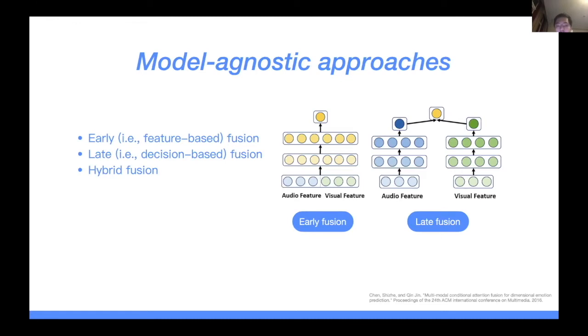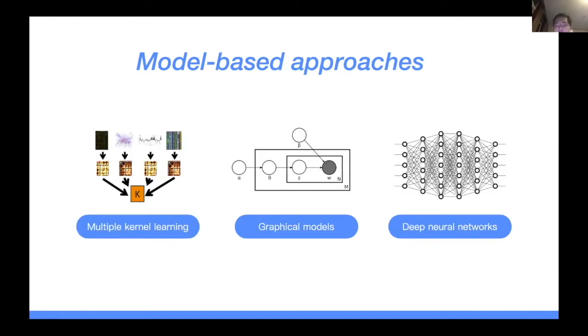And now let's move on to model-based methods. Three categories of approaches are designed to perform multimodal fusion. First, multiple kernel learning methods are an extension to kernel support vector machines that allows for the use of different kernels for different modalities of the data. And graphical models are another family of popular methods, such as conditional random fields and factorial hidden Markov models. And finally, neural networks have been used extensively for the task of multimodal fusion. The general idea is fusing information in a joint hidden layer of a neural network.